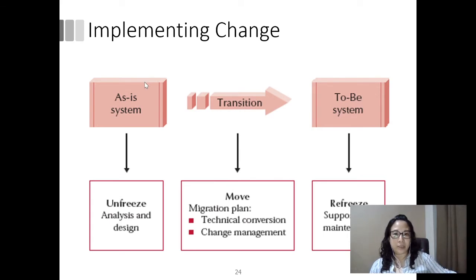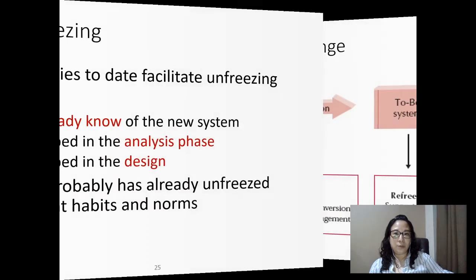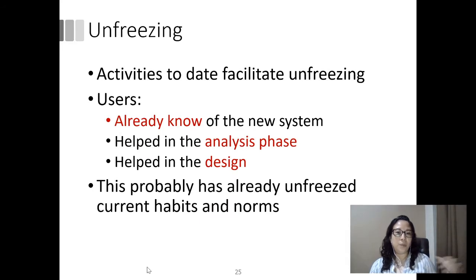So the migration is actually to help the system move from the as-is, go through the transition, and into the to-be. So let's start from the unfreezing first. During the unfreezing phase, usually we try to make the users know about our system. That's why we usually involve the users in our analysis and design phase. We ask them to be involved in the meetings, so at least they are aware that we are going to develop a new system.